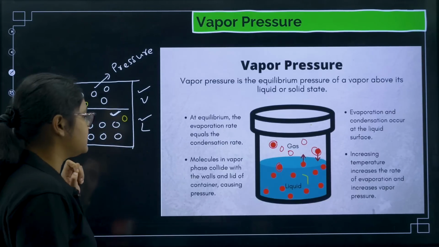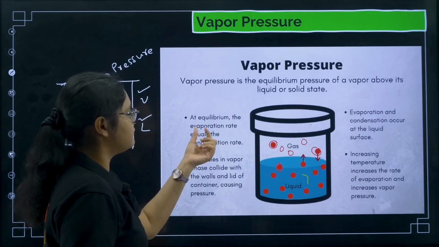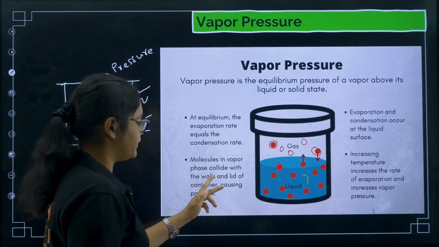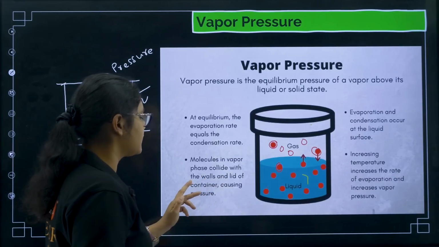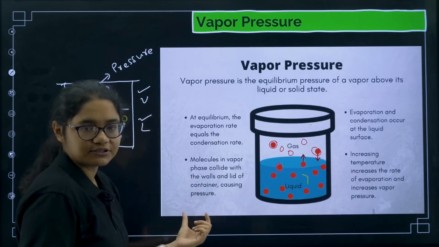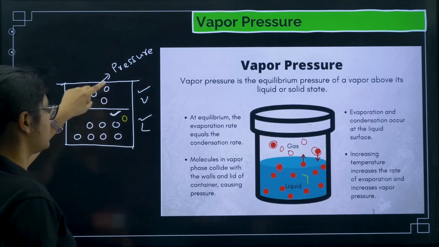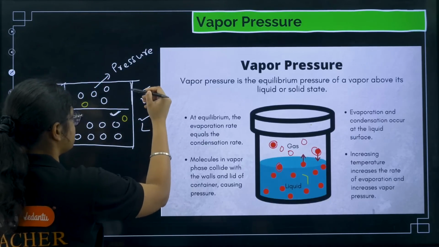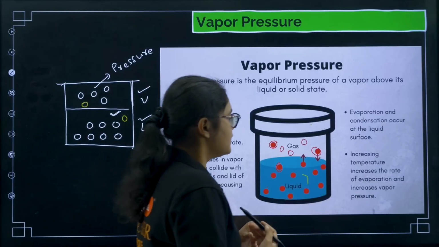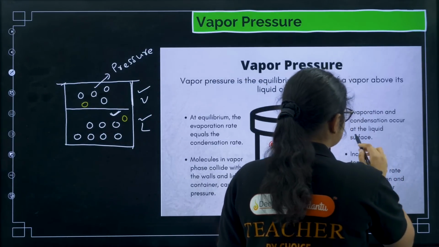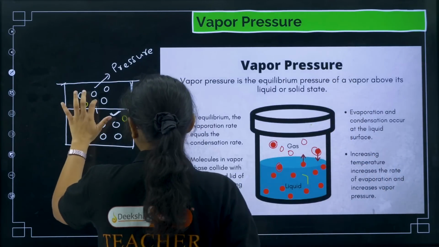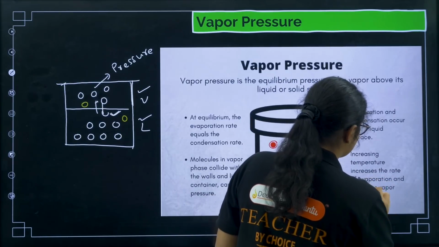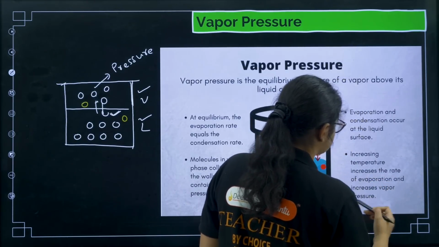Now let's see what happens. At equilibrium, the evaporation rate equals the condensation rate. Molecules in the vapor phase collide with the walls of the container, causing the pressure. So this vapor pressure is due to what? These gas particles colliding with each other and due to the collision with the walls of the container. Next, evaporation and condensation occur at the liquid surface. So at this point, these two processes take place. Increasing the temperature increases the rate of evaporation and increases the vapor pressure.